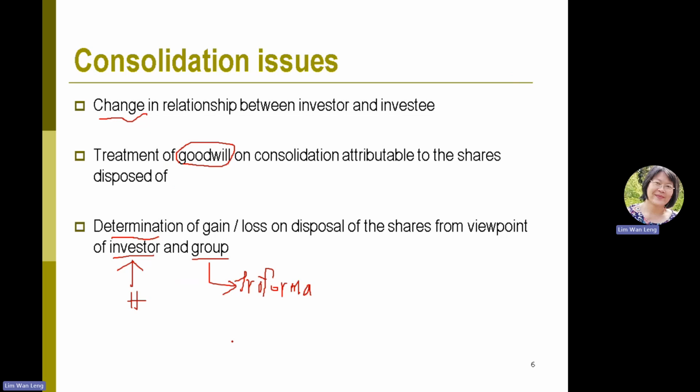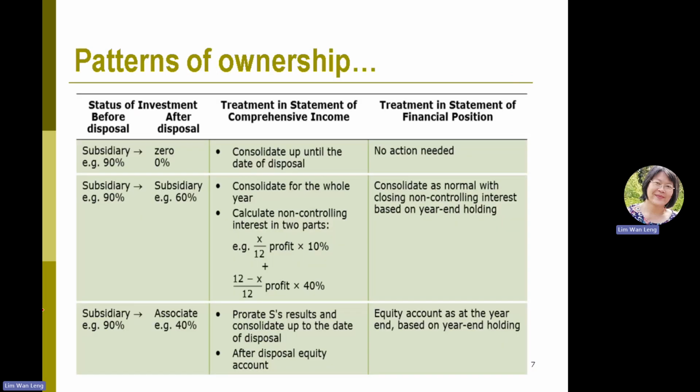Make sure you read whether the question requires the NCI to be measured at fair value or at the proportion of the net worth in the subsidiary. Then you choose which pro forma you're supposed to use, and most likely you will get the correct answer. Okay, so this is the patterns of ownership that we have talked about. Subsidiary to subsidiary is just a transfer between the owners. So that's why they tell you to consolidate as normal.